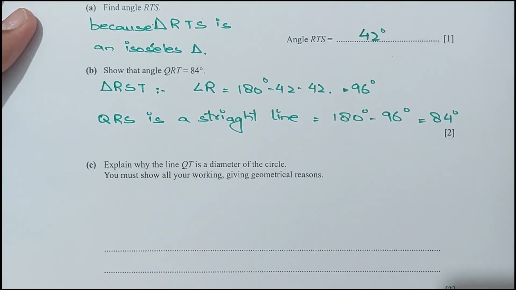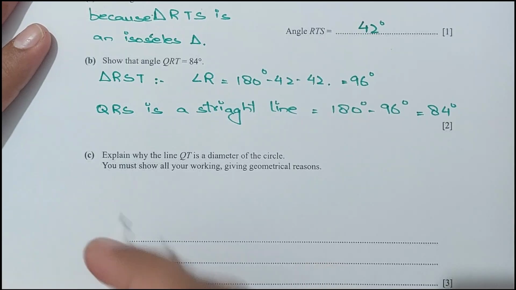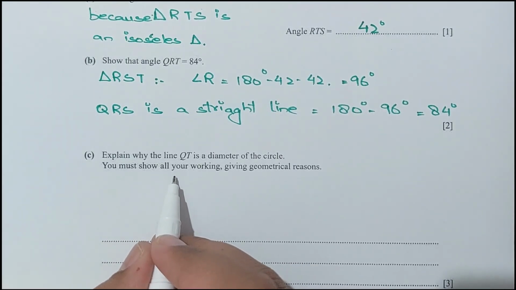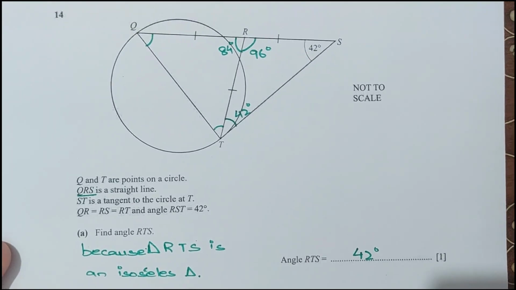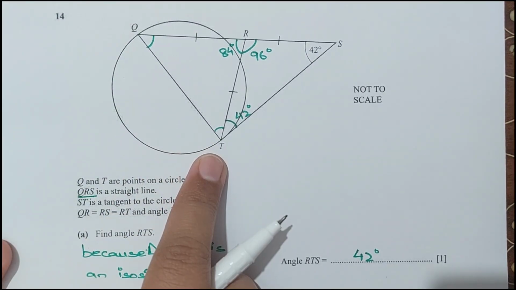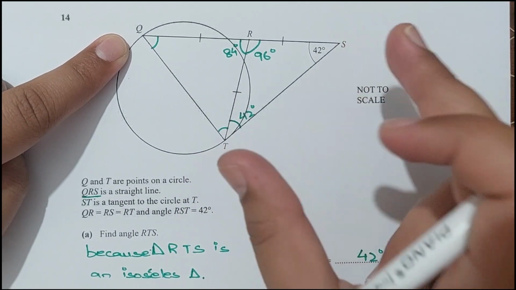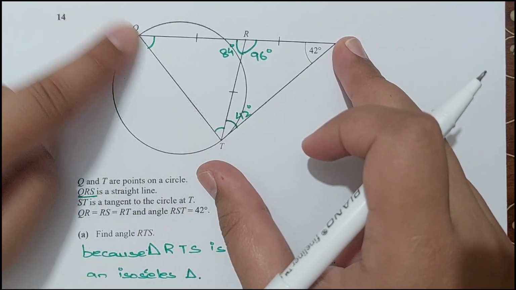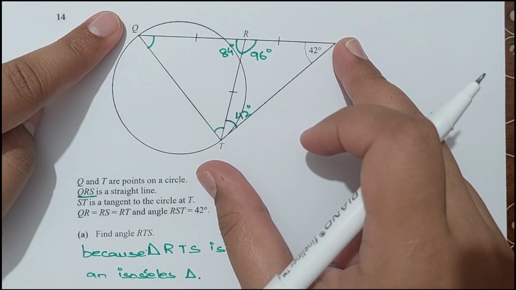Now for part C, explain why the line QT is a diameter of the circle. You must show all your working and give a geometrical reason. How can we prove that this line QT is a diameter and this is a tangent? We have to give the reason that a tangent must be perpendicular to the diameter. If it is perpendicular, then this must be a diameter of the circle.